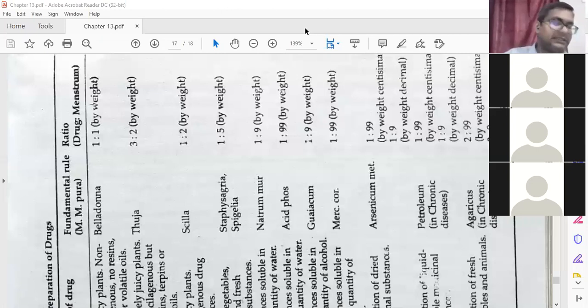Then class 6B. Mainly mineral, rarely plant and animal. Nature of drug is substances soluble in a greater quantity of alcohol. We need more quantity of alcohol. It is explained in Mercurius corrosivus, Merck cor, 1:99 ratio. Drug power is equal to 1 by 100. So the process is succussion.